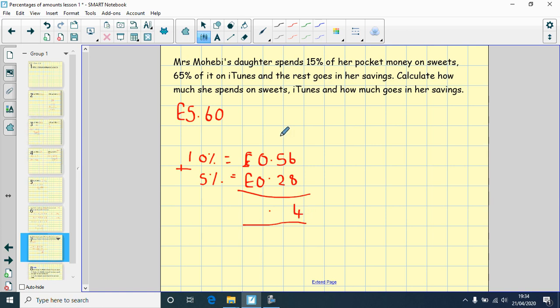4 pennies there, and 10p there. 50p or 20p is 70p, add 10p is 80p. No pounds.